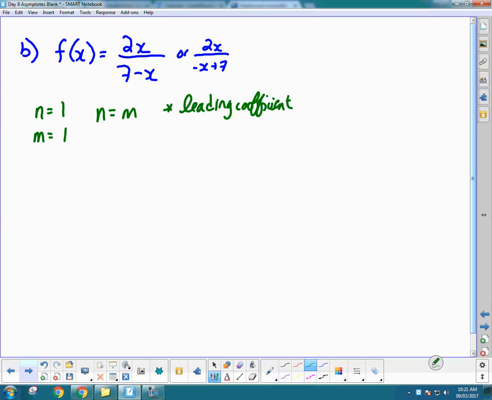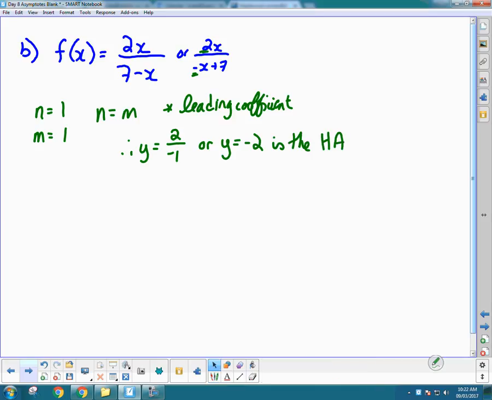Because the numbers are going to be really, really big and close to each other, the leading coefficient will be the only way to tell what the horizontal asymptote is. In this case, the leading coefficient on the top is 2, and the leading coefficient on the bottom is negative 1. So the asymptote is going to be at y equals 2 over negative 1, or y equals negative 2, is the horizontal asymptote.